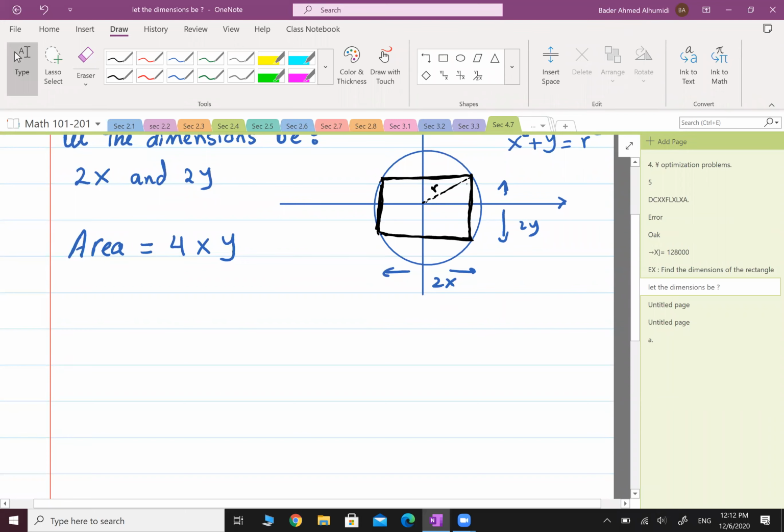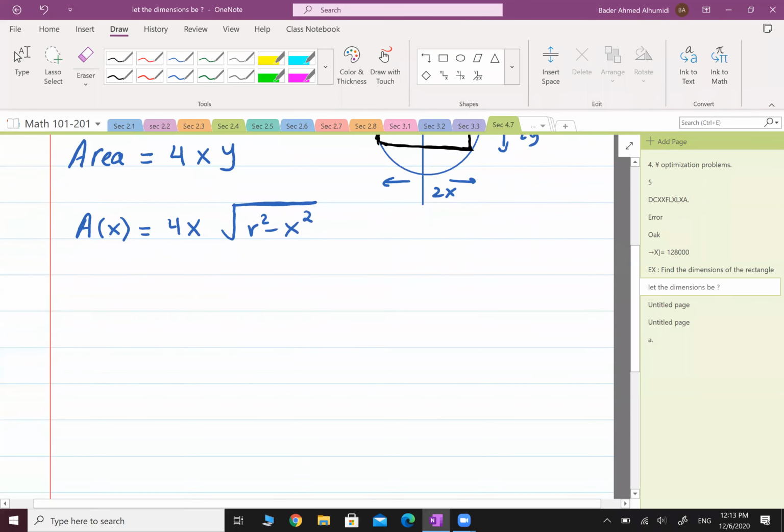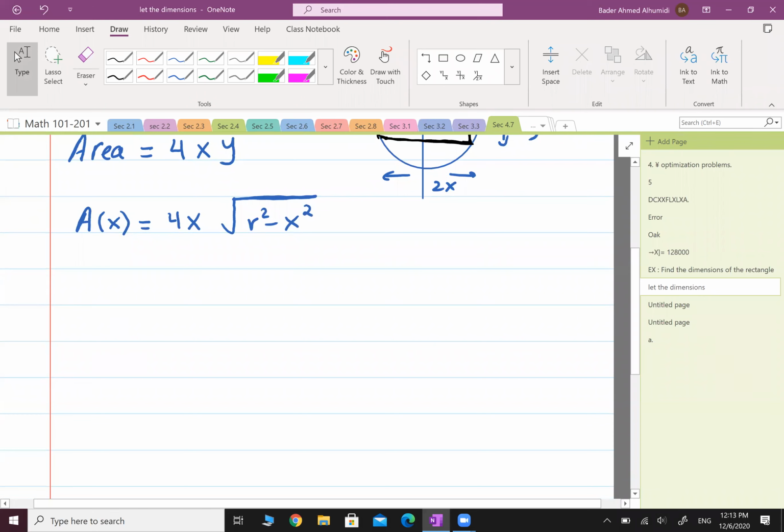Now I need to replace this. I need to write it in terms of one variable only, so I will write it in terms of x only. So that will be 4x times y. Y is equal to what in this case? Y will be equal to square root of r squared minus x squared, and we are taking the positive one because we are looking for the length of a side, so it's supposed to be positive. That is the formula now for the area in terms of one variable.